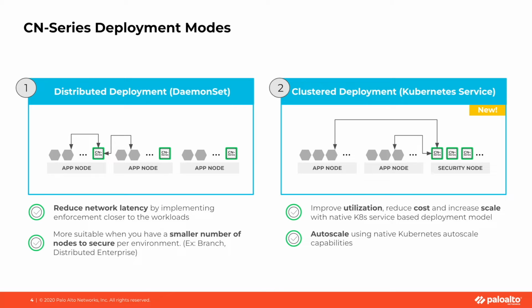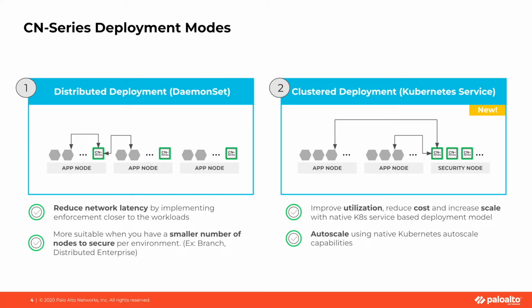And so we launched CN-Series with the distributed deployment model, in which CN-Series is deployed as a daemon set. So here, the data plane for CN-Series is deployed on every app node. This is particularly good for situations in which you either have a low count of app nodes or you require low network latency.